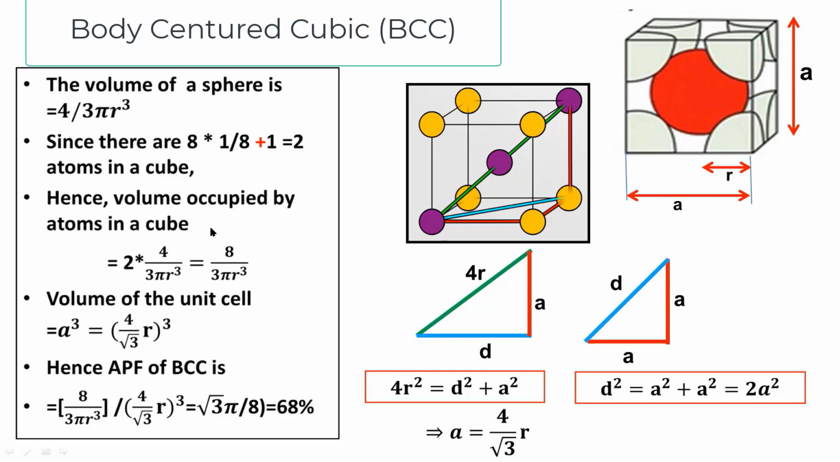Hence the volume occupied by atoms in the cube will be twice of 4 by 3 pi r cube, that comes to 8 by 3 pi r cube. Volume of the unit cell is a cube, and just now a is calculated as 4 by root 3 r, whole cube. Hence APF of BCC is 8 by 3 pi r cube divided by 4 by root 3 r whole cube, and that comes to root 3 pi by 8, which is equal to 68%. It implies that the density of atoms within the cubic cell is 68%.